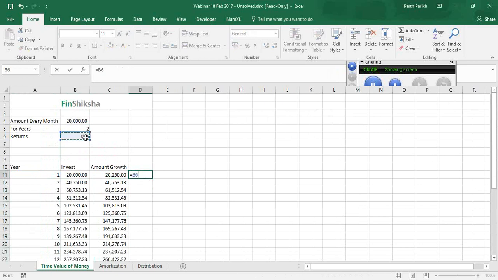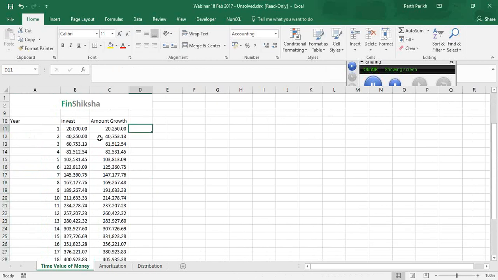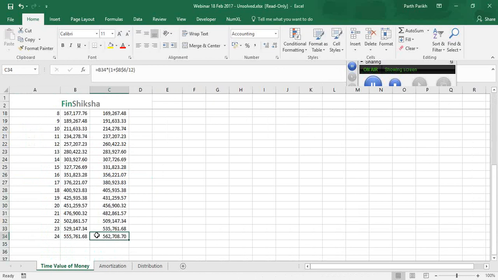So if I do it separately, 15% divided by 12 of 20,000 will come to 250. So the overall amount which I'll get is 20,250. Fair enough. And then I've just added this amount till the end. I will just drag it down till the end to get the output as 5.62 lakhs. So this is a traditional method.